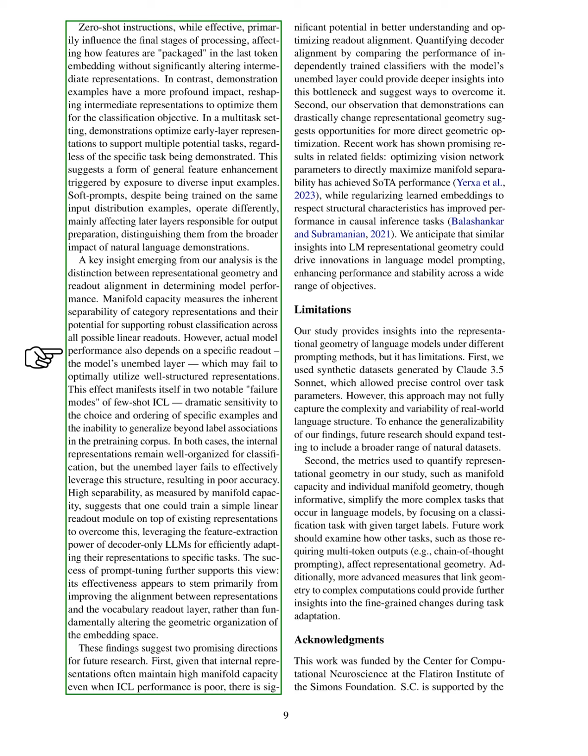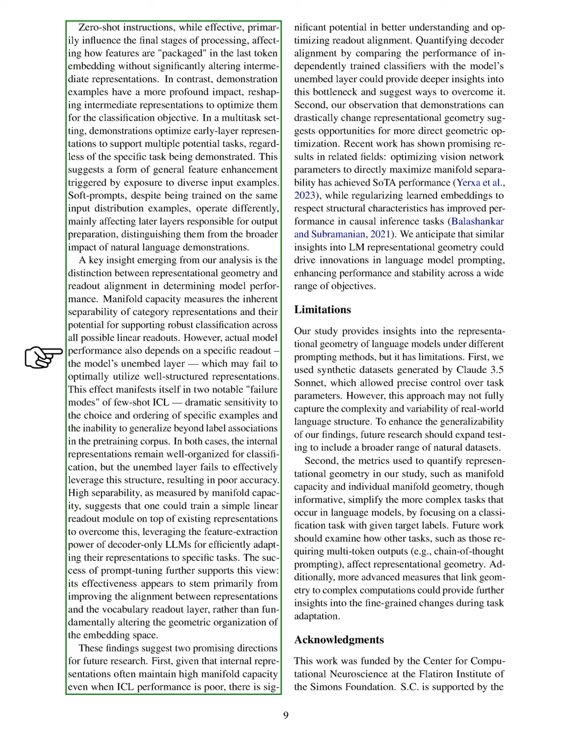A key insight from our analysis is the distinction between representational geometry and readout alignment in determining model performance. Manifold capacity measures the separability of category representations, but actual performance also depends on how well the model's unembed layer utilizes these representations. We identified two notable failure modes in few-shot ICL: sensitivity to example choice and ordering, and limited generalization beyond pre-training label associations. Despite well-organized internal representations, the unembed layer may not effectively leverage this structure, leading to poor accuracy.